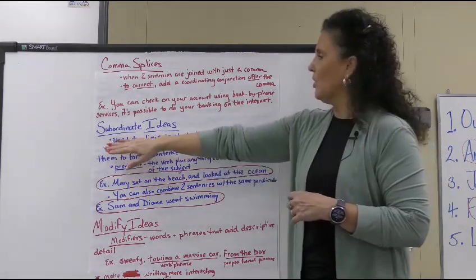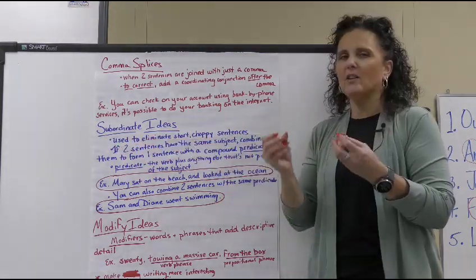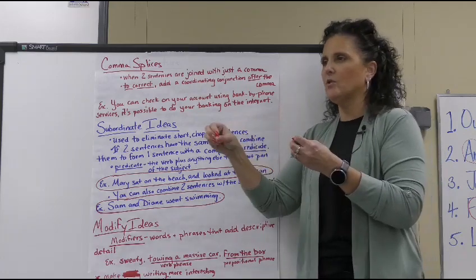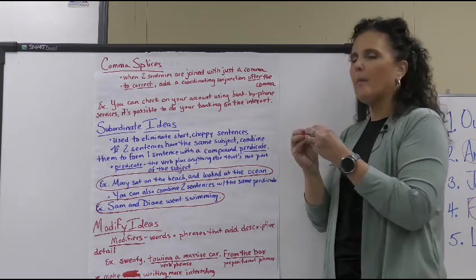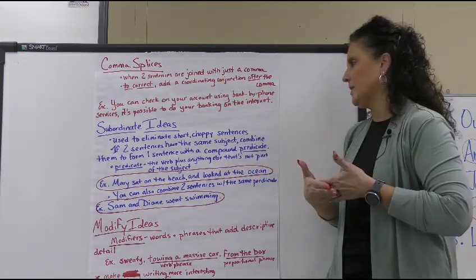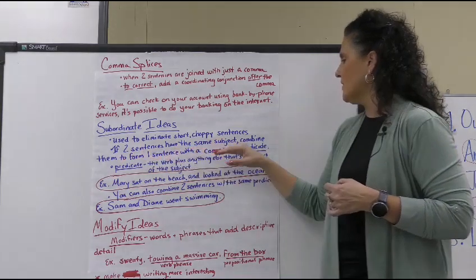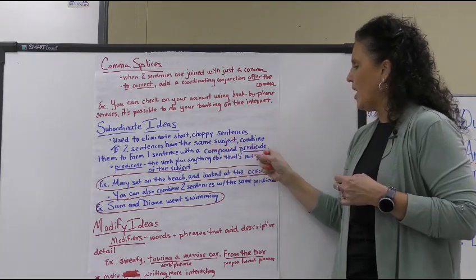The next thing that we want to look at are subordinate ideas. Those are used to eliminate those short, choppy little sentences. We went to the store, period. We got milk, period. We got eggs, period. Those are choppy sentences. We want to use some different ideas to get rid of those choppy sentences. If two sentences have the same subject, we can combine them, and then we form a sentence with a compound predicate.